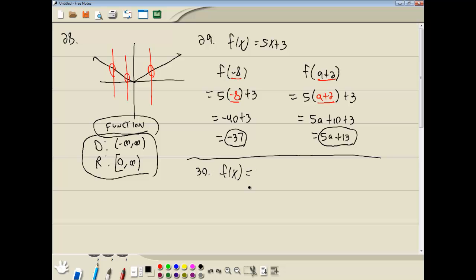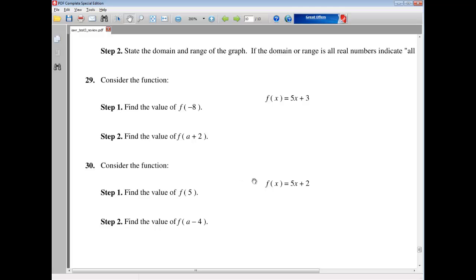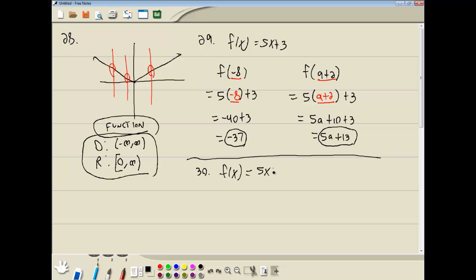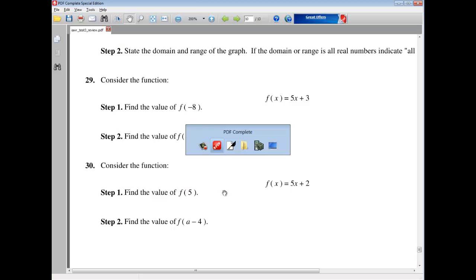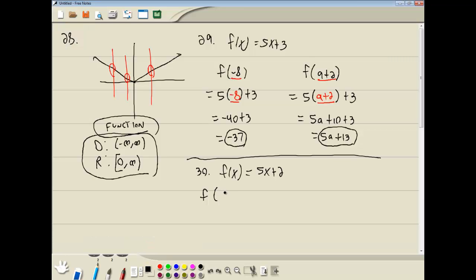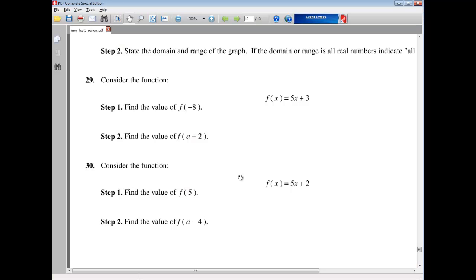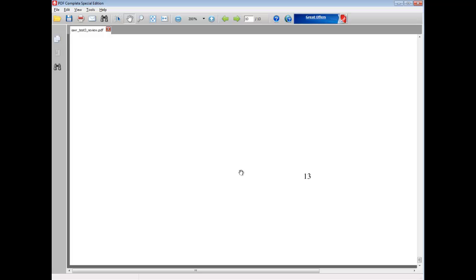Problem number 30. We got f of x is equal to 5x plus 2. And we're wanting to find f of 5 and f of a minus 4. And I think that's the last problem. Yes, it is.